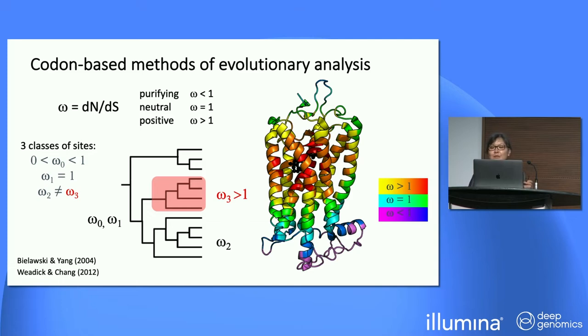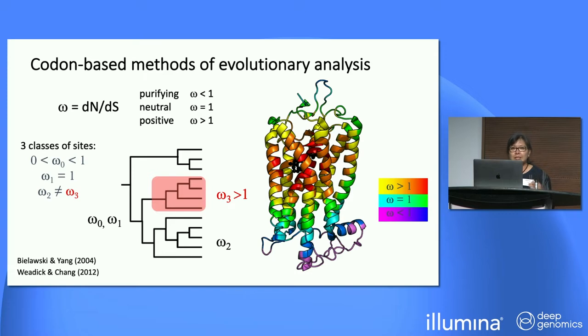And specifically, it allows for the determination of different sites that might fall into different categories. For example, purifying selection, where we expect the omega to be less than 1, neutral evolution, where we expect it to be roughly equal to 1, and positive selection, where we expect it to be greater than 1.